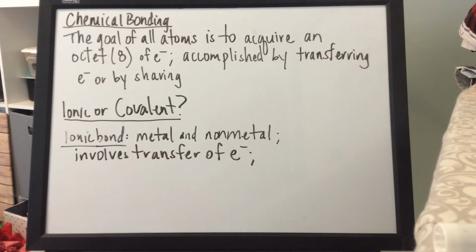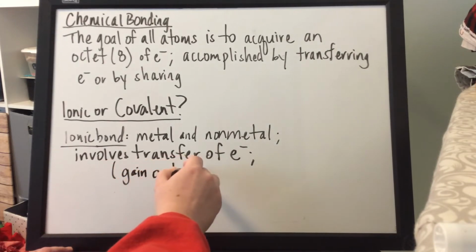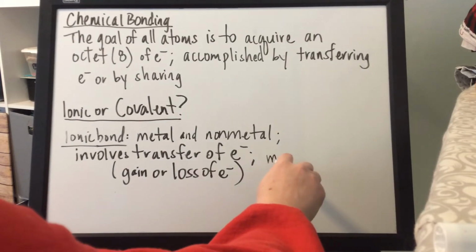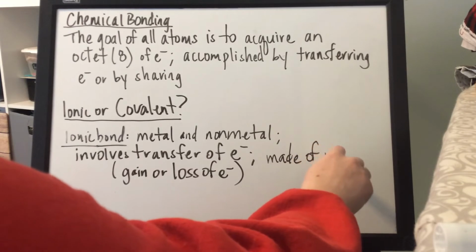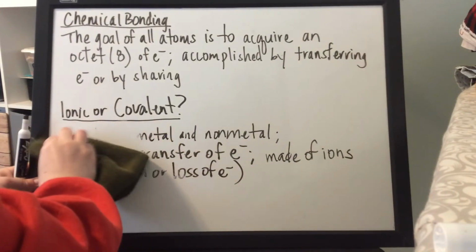So anytime we have an ionic bond, we have a metal and a nonmetal, and that involves the transfer of electrons or the gain or the loss of electrons. If you want to write that, you can. You can write gain or loss of electrons. And as you might imagine, an ionic bond is made of ions. Okay, that is the root word, after all, in the word ionic. And so an ionic bond involves a metal and a nonmetal. It involves the transfer of electrons, the gain or the loss of electrons, and an ionic bond is made of ions.